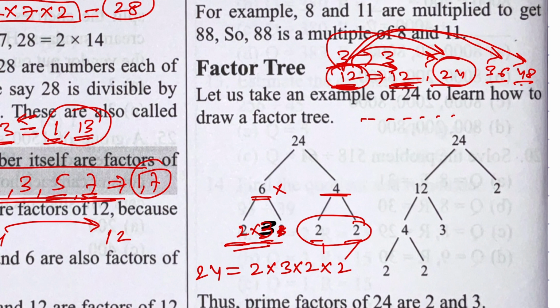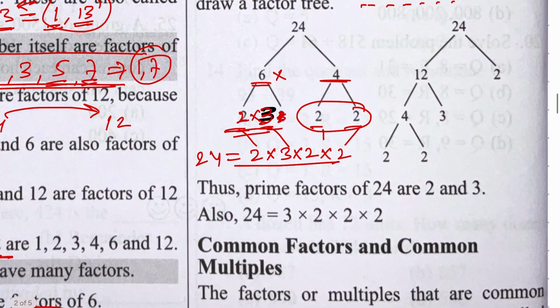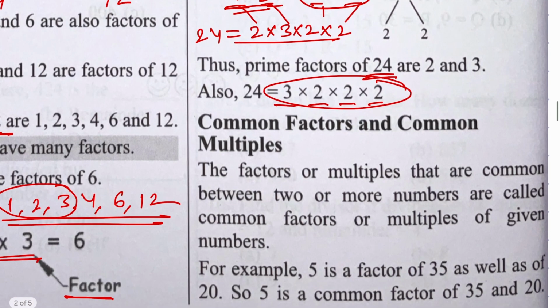Or we can write 2 into 2 into 3 into 2. Yes, in this manner we can. Whichever way we write, the prime factors will always be the same. So 2, 3 into 2 into 2 into 2. These are all the prime factors of 24. Getting the point? So the prime factors of 24 are 2 and 3. Now 2 is repeated again. So 2 and 3 are the prime factors of 24.